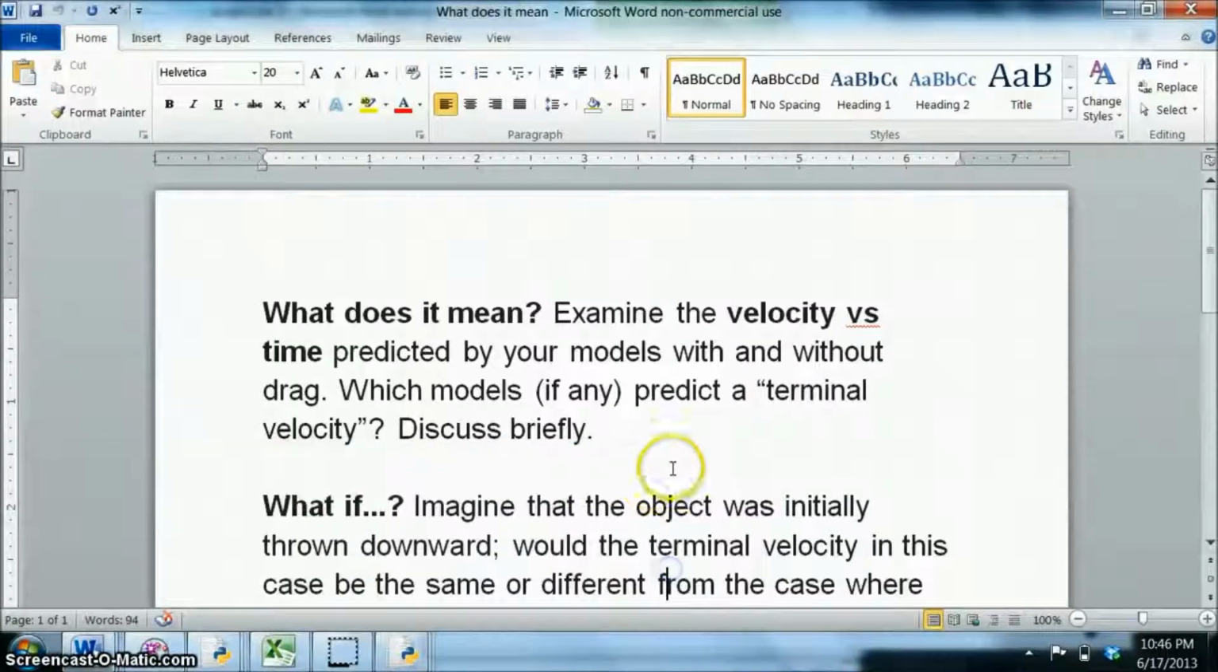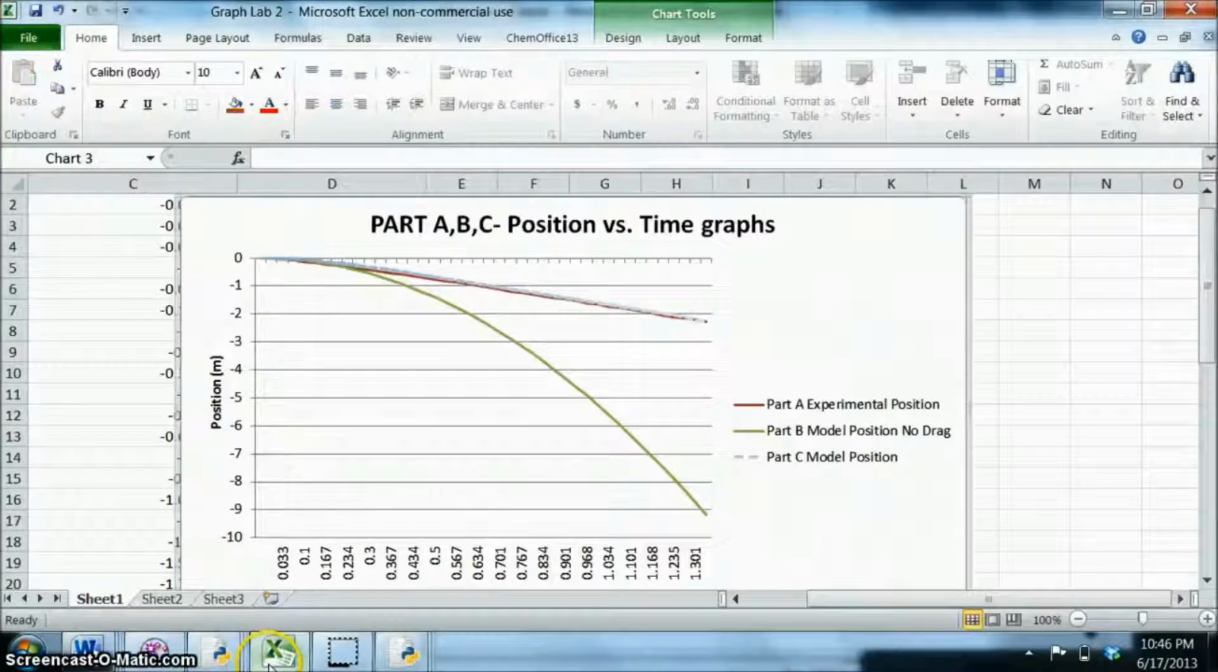So let's answer these two questions. Which models predict a terminal velocity? Discussed briefly, which I kind of just did, but we can go back to it. The objects fall in a straight line here. The slope is linear, steady, and that indicates a terminal velocity. So with the drag and the weight force, because the coffee filter was light in weight and the air kind of goes through it, the object falls really straight and it reaches a terminal velocity.